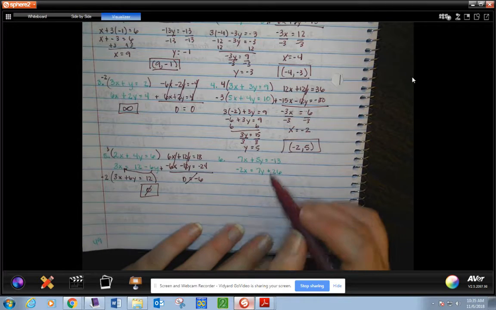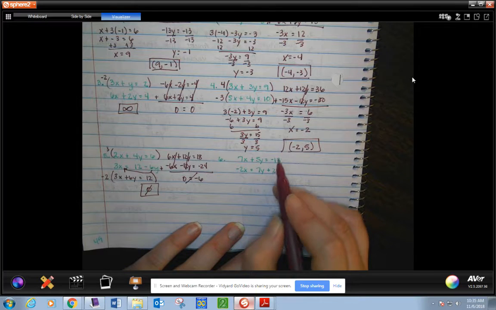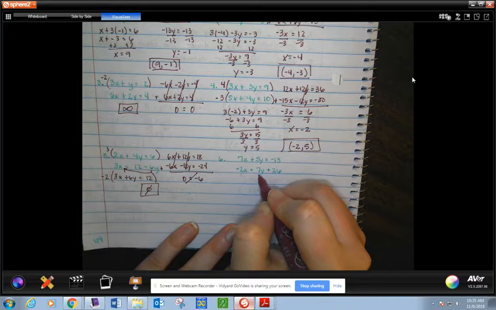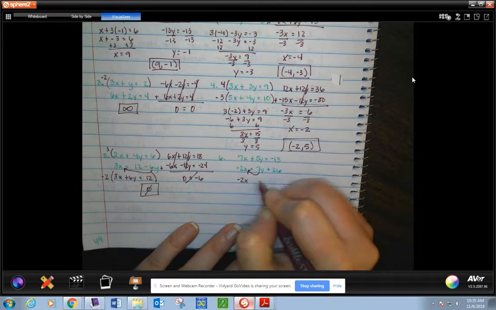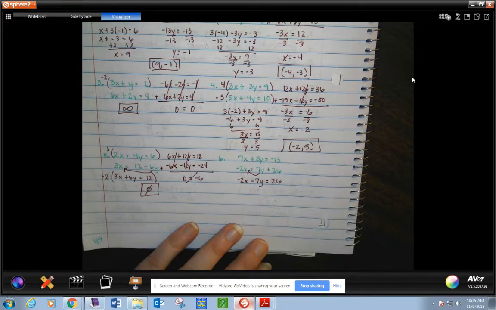Okay, last example. Again, I need to get this into x above x, y above y, equals above equals, and answer above answer. The equals and the answer are mixed up. So I'm going to take this 7y and move it to that side. That'll give me negative 2x minus 7y equals 26.